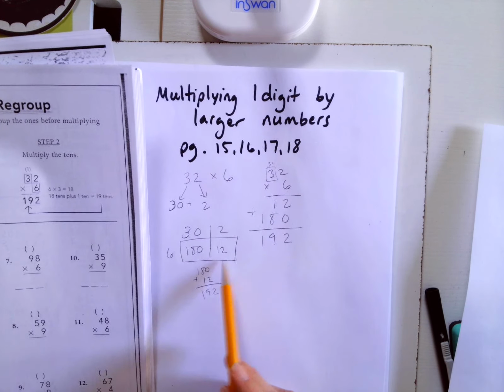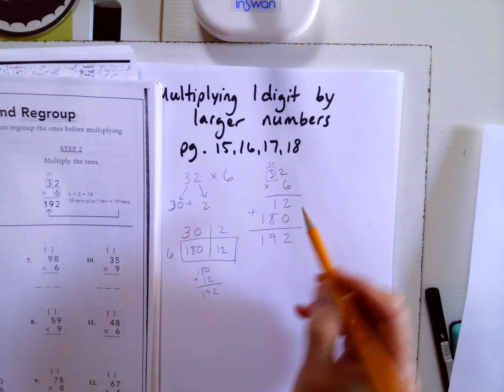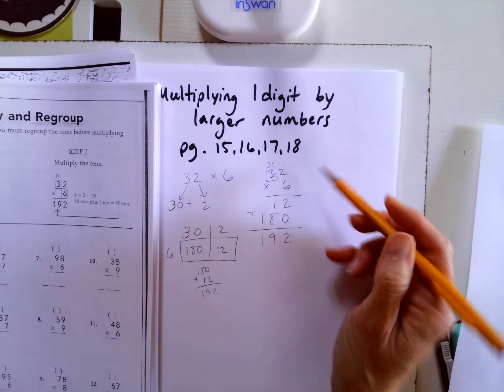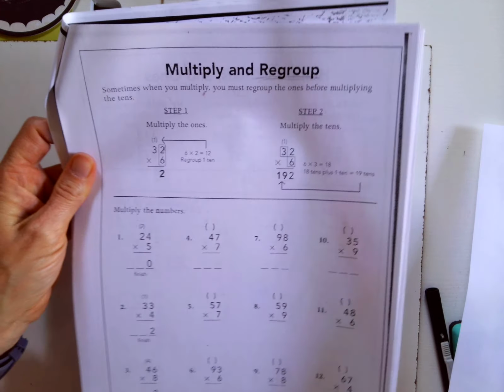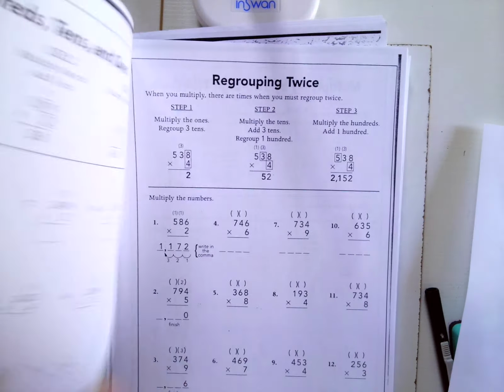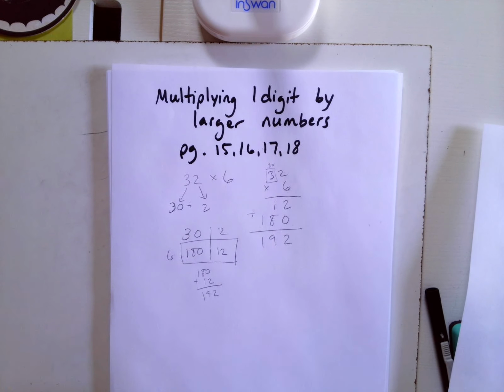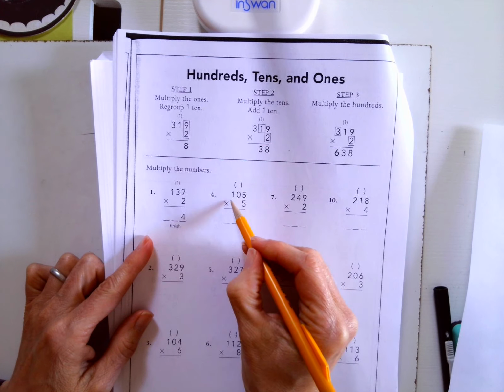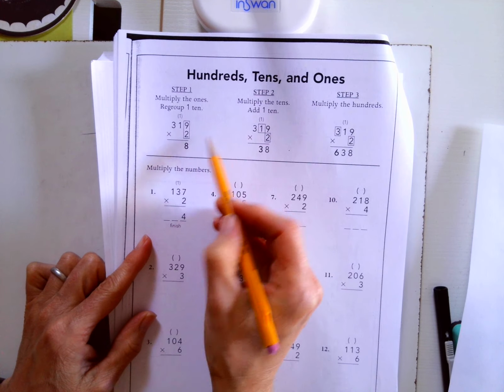There is only one answer. It is 192, no matter which way I do it. But if you don't like that carrying, if you want to do each multiplication separately, you can. So that's page 16, and then I want you to do also 17 and 18. On 17, you will be multiplying by 3-digit numbers. So here's the nice example.